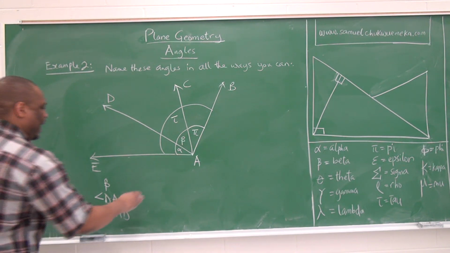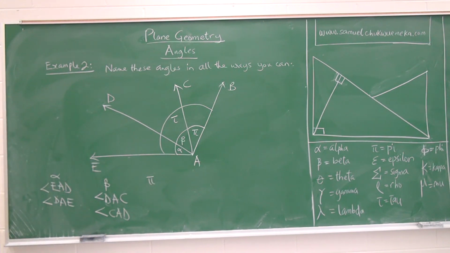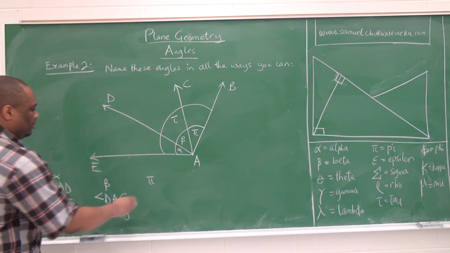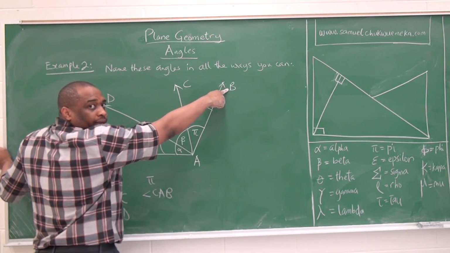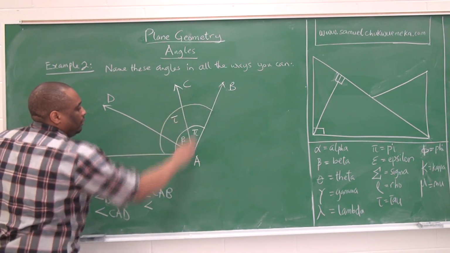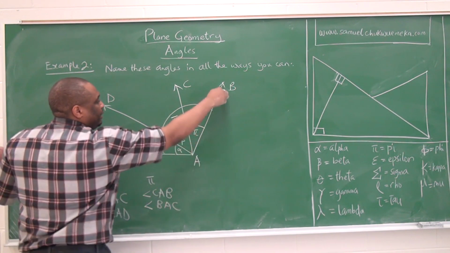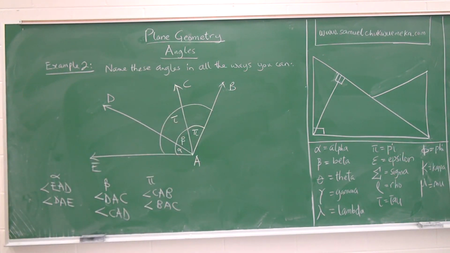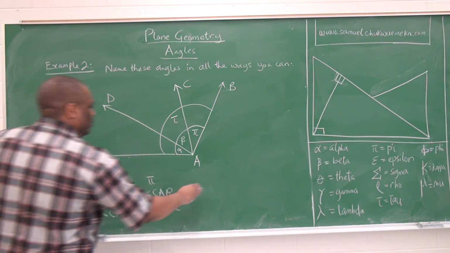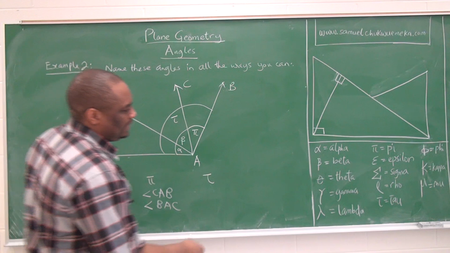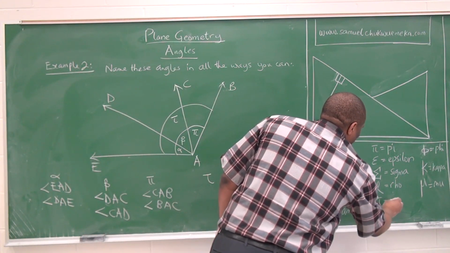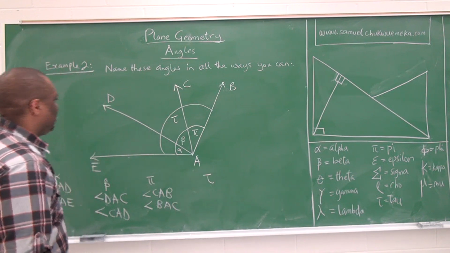Then what of pi? Pi is an angle. Now these are similar angles, you know. Alpha, this. Pi could be angle CAB, or angle BAC. That's pi. Then tau. This should be T, I wrote it as tau. Okay, tau, angle tau, the whole angle.